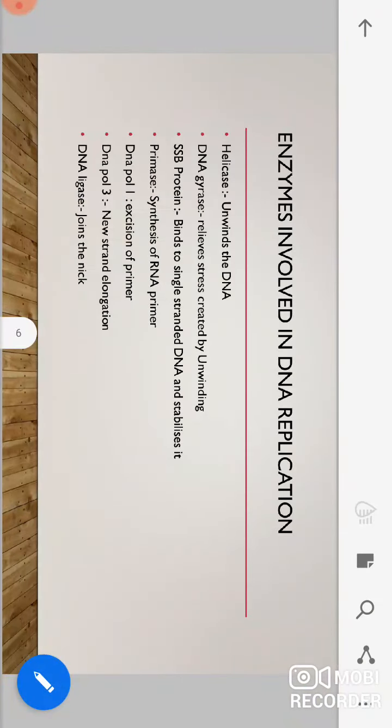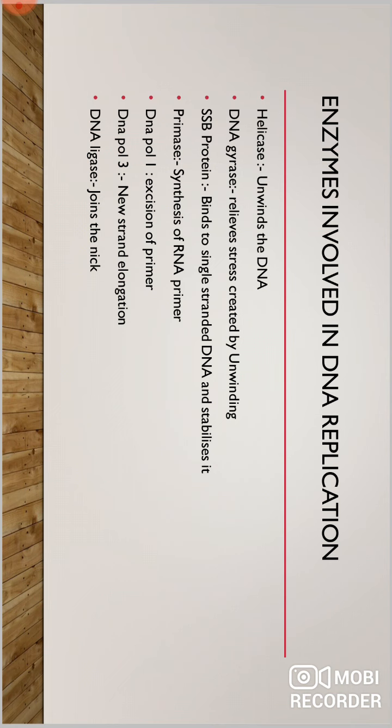Okay, there are many enzymes involved in DNA replication. There are major steps involved in the replication. There are three possible types of replication: semi-conservative, conservative, and dispersive. Okay, these are the three possible DNA replication modes.